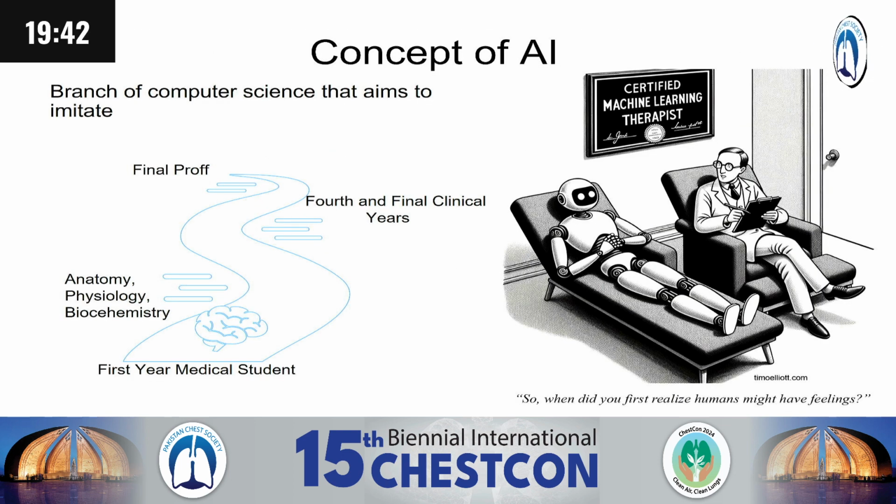So the concept of AI is that it's just a branch of computer science that aims to mimic a human. You can see it learns and thinks like a human. In 5 years, we read a lot of books, as you can see, and all these books we read in 5 years can be fed to AI in a short period of time.